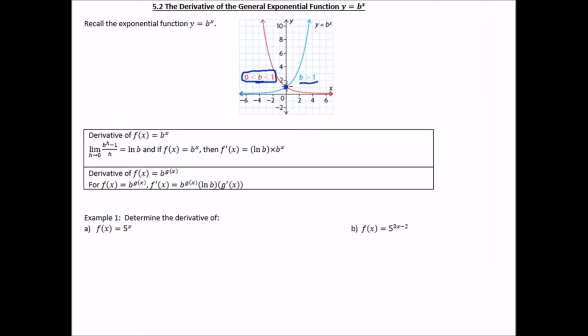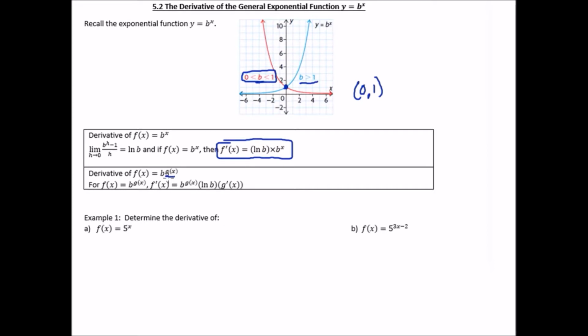Okay, and we saw this in e to the x. They all go through the point 0, 1. Just the base functions. The derivative of y equals b to the x is right here: the ln b times the function itself.